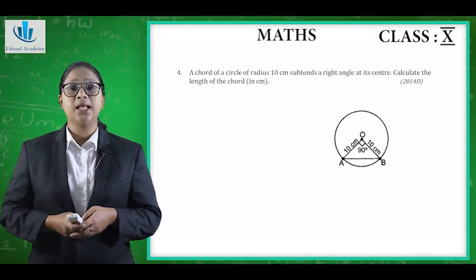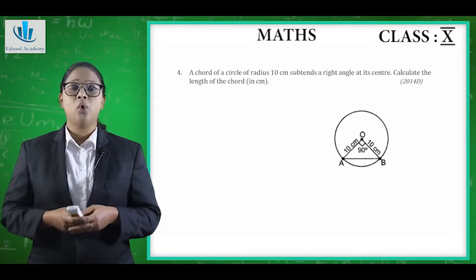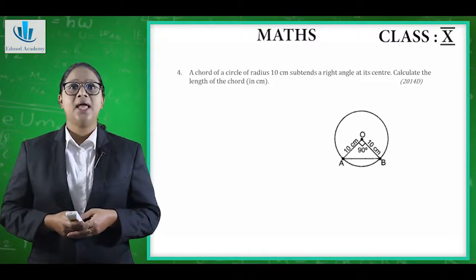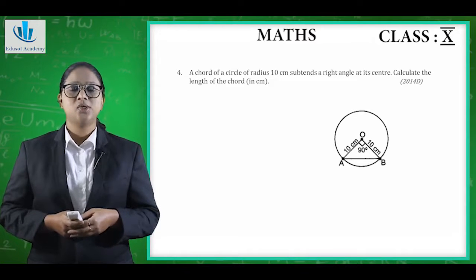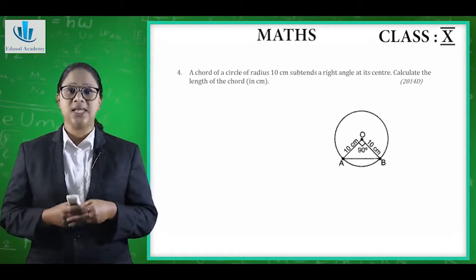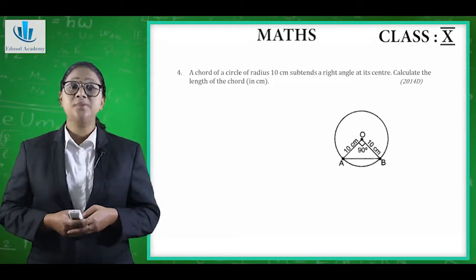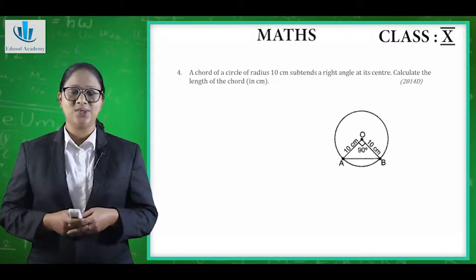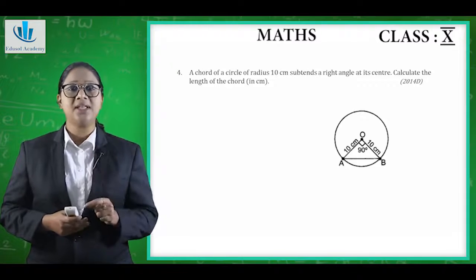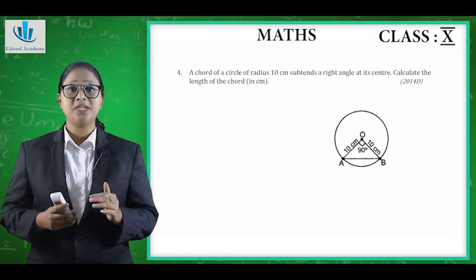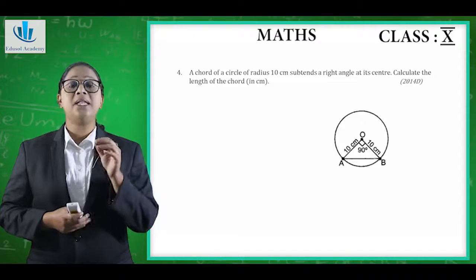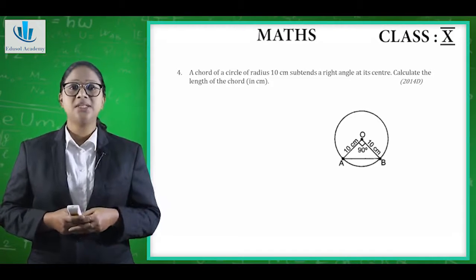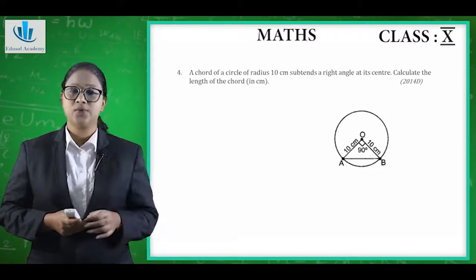There is a triangle AOB with O as the center of the circle, and they have clearly given that the radius is 10 centimeter. So OA and OB are 10 centimeter each. That makes it an isosceles triangle. Again, they have specified that the chord will subtend a right angle at the center. So angle O will be 90 degrees, and that makes it an isosceles right triangle.